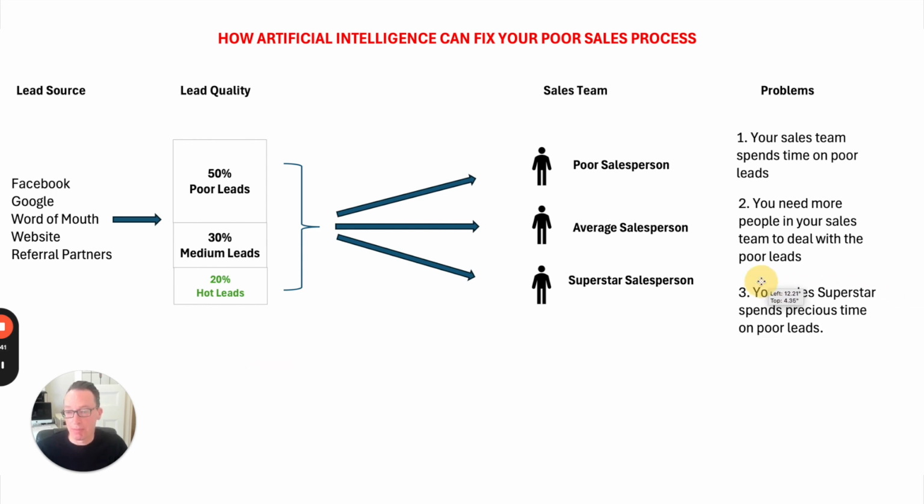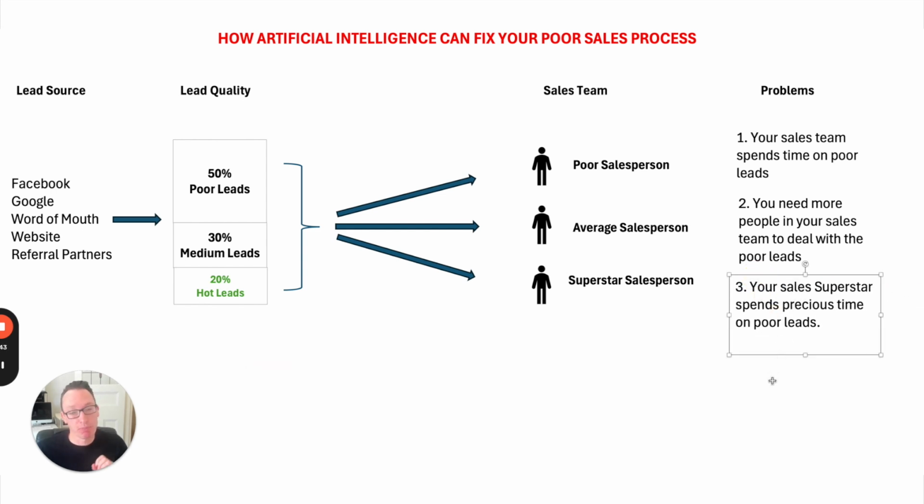The third problem is that your sales superstar spends precious time on these poor leads. Think about it. I'm sure every business owner wants their superstar salesperson to focus only on the hot and the medium leads. But the problem is they haven't got a process set up to make sure that that superstar only sees the hot and the medium leads. Now, I'm sure some of you will say, no, I've got a process that filters it. But let me guarantee you, some of those poor leads are slipping through to some of your superstar salespeople, and they're wasting time on it.